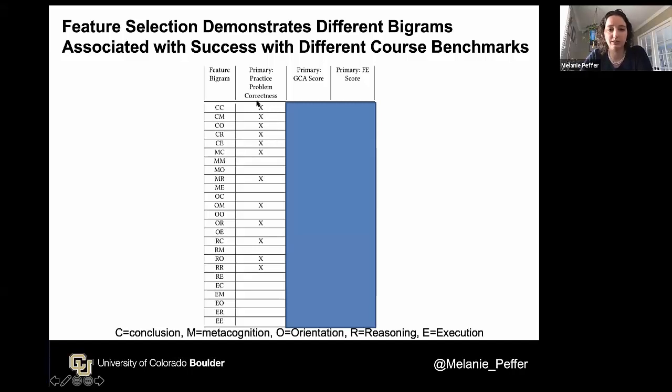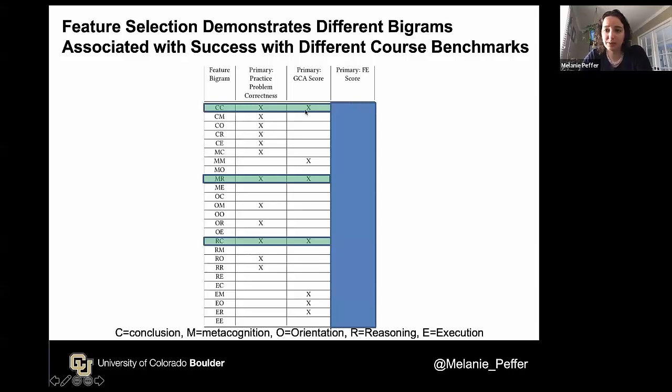So in terms of getting the problem correct, we see a lot of concluding bigrams. So bigrams that include some kind of concluding process are very important for getting the problem correct. We do see some metacognition ones popping up, so metacognition, conclusion, reasoning, orienting followed by metacognition or reasoning, reasoning and conclusion, and reasoning followed by orienting or reasoning as well. Okay, so this is our proximal outcomes, so how about our two distal outcomes?